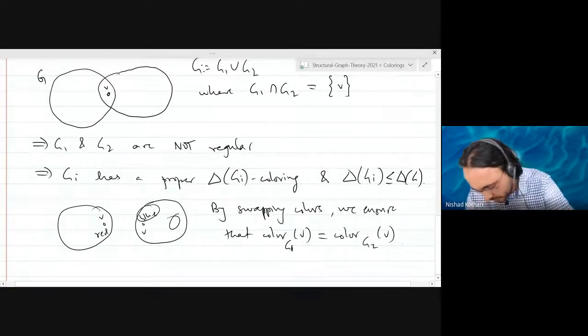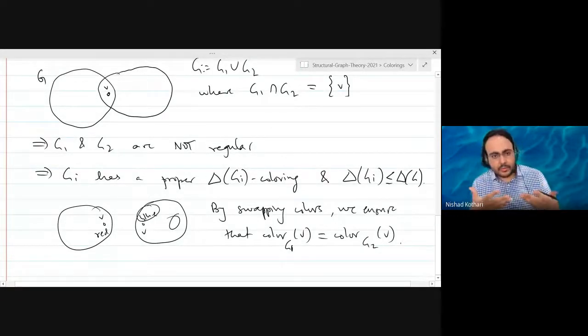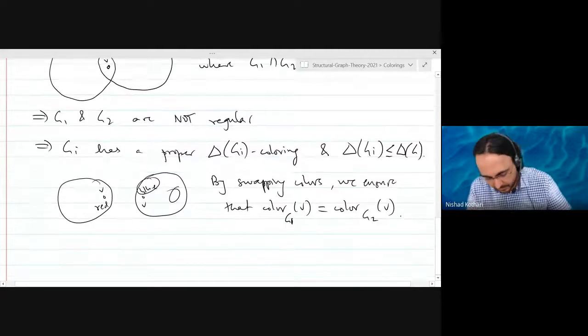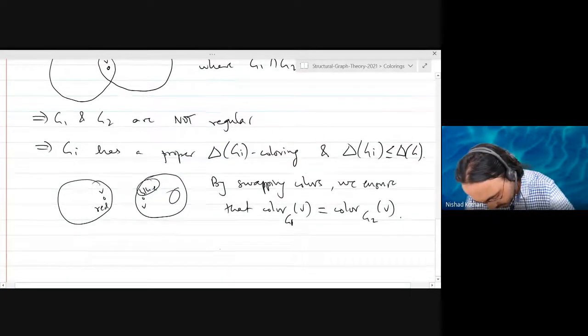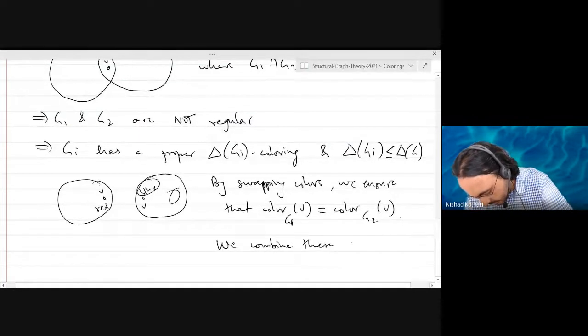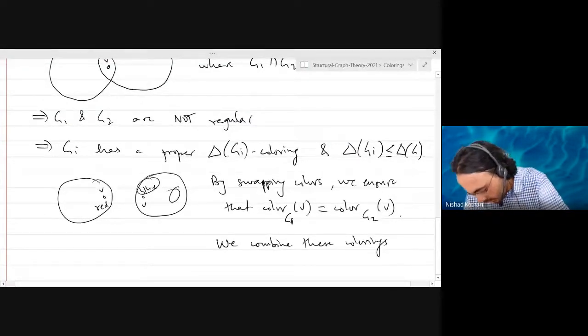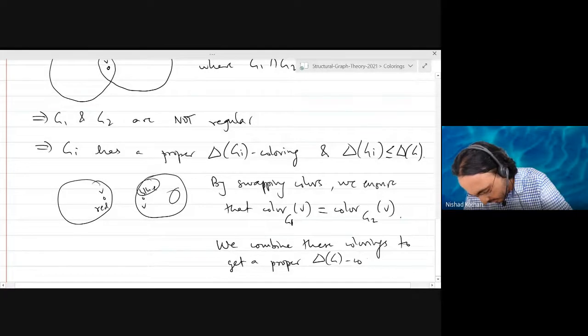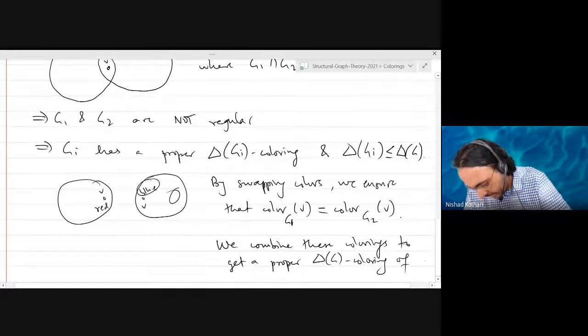And so now we can combine these two colorings because V is the only common vertex, and we'll get a coloring of the whole graph, which uses at most delta G colors. So we combine these colorings to get a proper delta G coloring of the whole graph G.